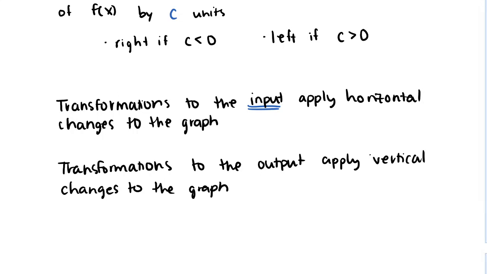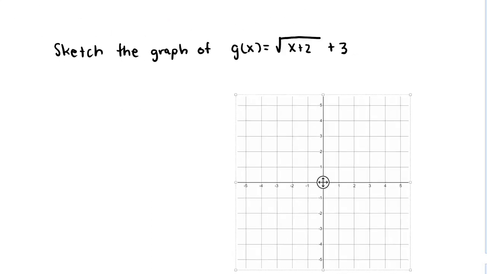Right, so here if I add some quantity to the result of my function, if I take f of x and I add something, then that's going to amount to shifting my graph vertically. And as we saw, if I make changes to my input, that's going to shift my graph horizontally. Okay, and so let's take a look at this applied to an example here.